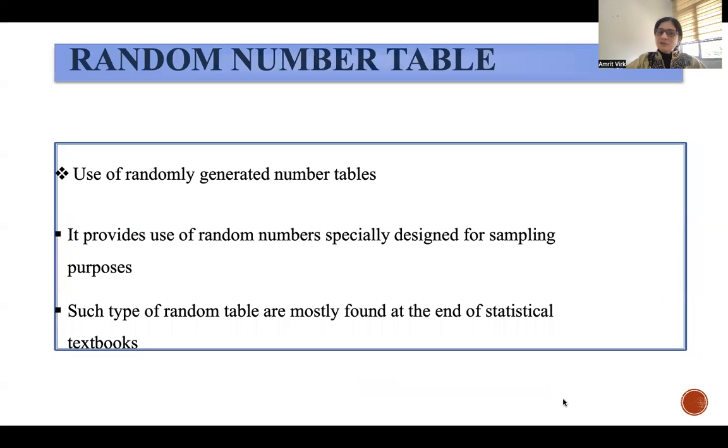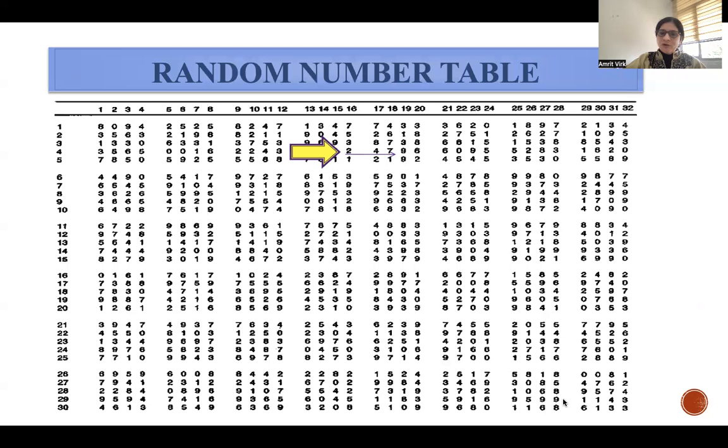The other method of randomization is a random number table. This is a randomly generated number table which provides random numbers, and especially these random numbers have been designed for sampling purposes. These random number tables can be found at the end of statistical textbooks, and they can be made use of. For example, this is one picture of a random number table that can be made use of.